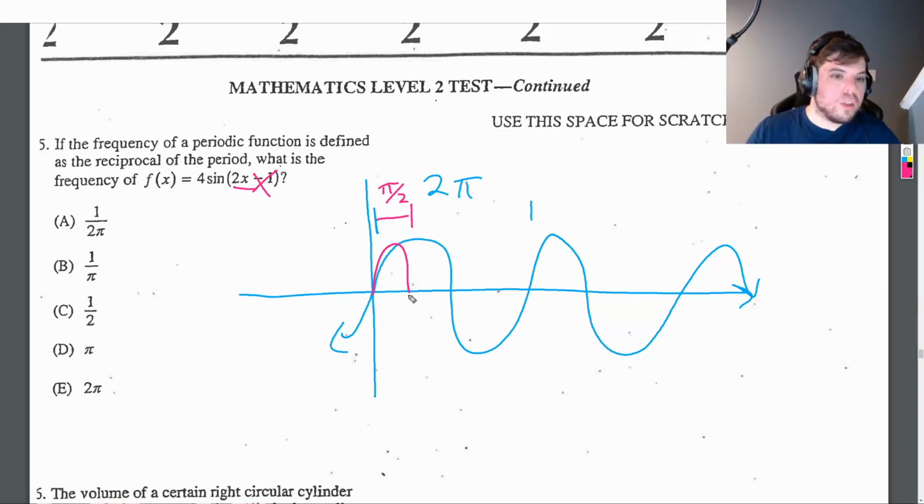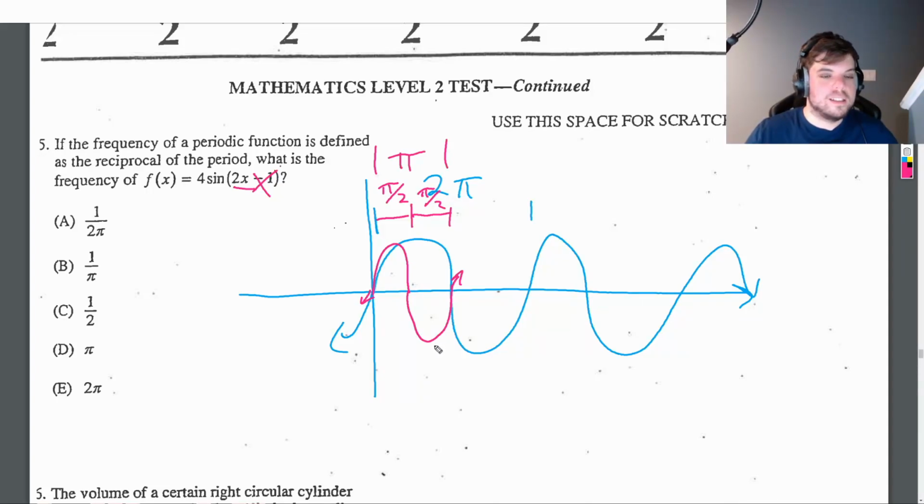So another pi over 2 is going to bring us along the negative side of the sine curve. And this is one full sine wave right here. This is going to keep going that way, keep going that way. This is one full sine wave. So that means the period is pi from there to there.